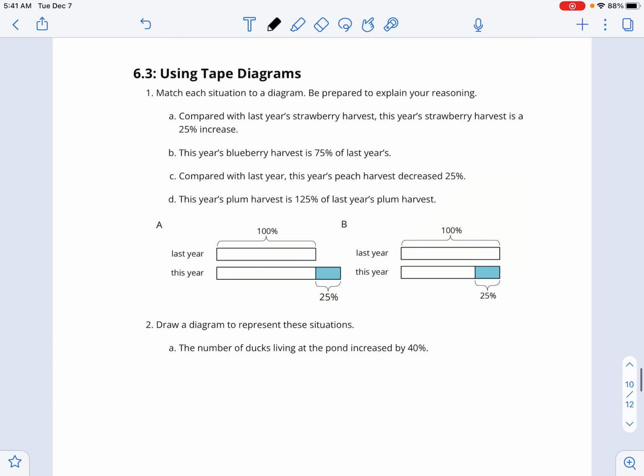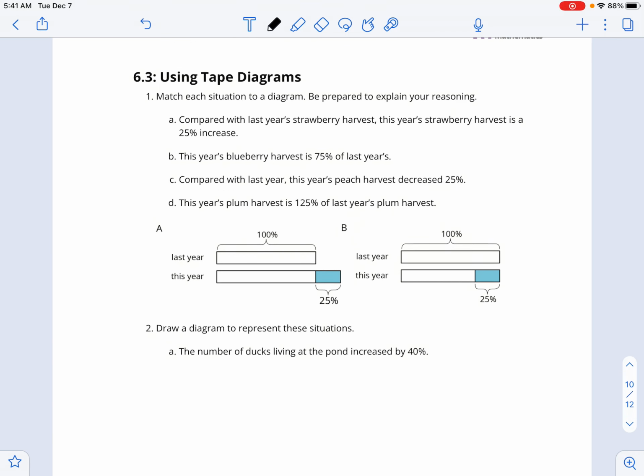Okay, I'm going to get you started on 6.3, and you'll work through this exercise on your own. In this situation, it wants you to match each situation to a tape diagram and be prepared to explain your reasoning. A. Compared with last year's strawberry harvest, this year's strawberry harvest is a 25% increase. B. This year's blueberry harvest is 75% of last year's. C. Compared with last year, this year's peach harvest decreased 25%. And D. This year's plum harvest is 125% of last year's plum harvest. So you'll need to figure out which situations belong with diagram A and which belong with diagram B.